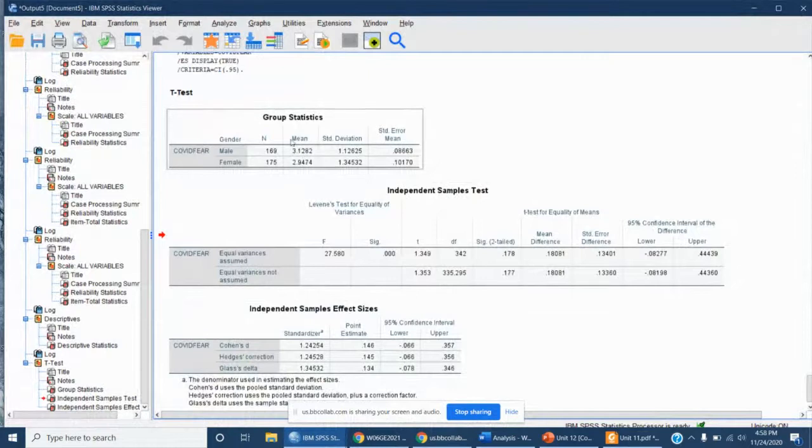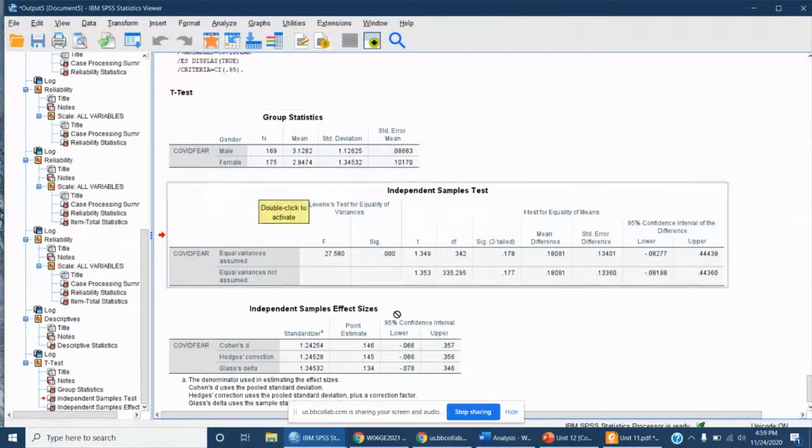So it means that males and females are not different from each other with respect to their COVID threat. Both have equally perceived COVID threat, and they don't perceive COVID as a threat, because their mean is more tilted towards disagreement.